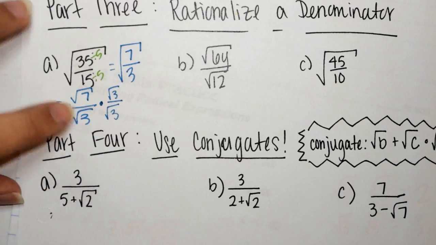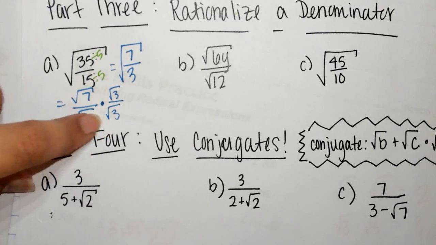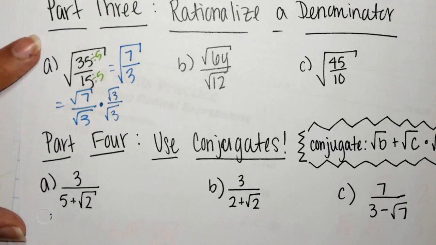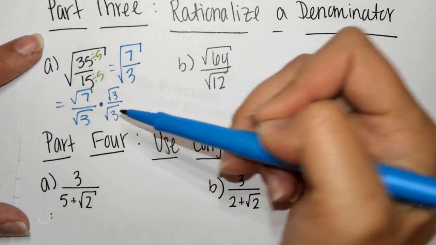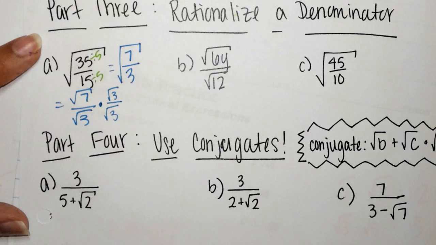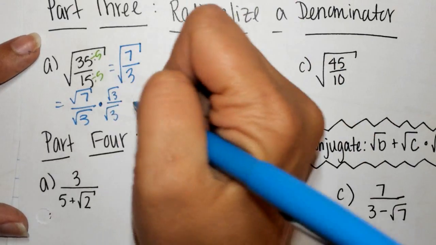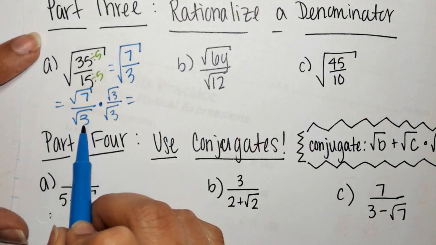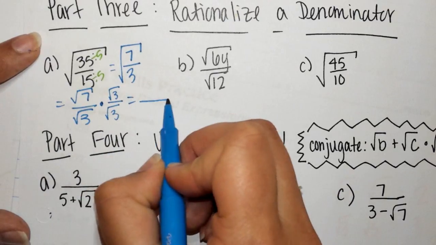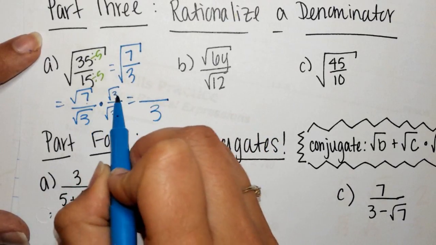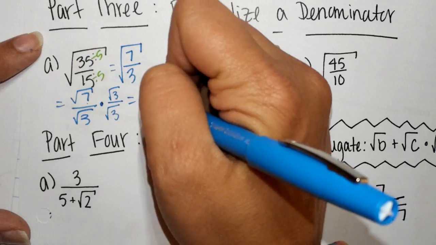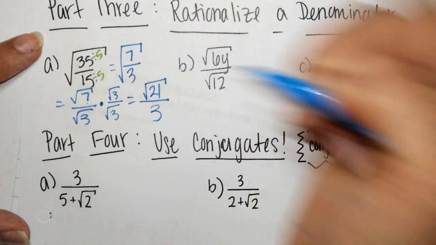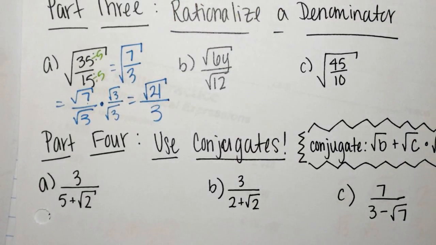So rationalize means to get rid of this radical on the denominator. You multiply the bottom and the top by the square root of 3. Now, what is the square root of 3 times the square root of 3? 3. What's the square root of 7 times the square root of 3? The square root of 21. And you leave it. That's all you do. Isn't that amazing?